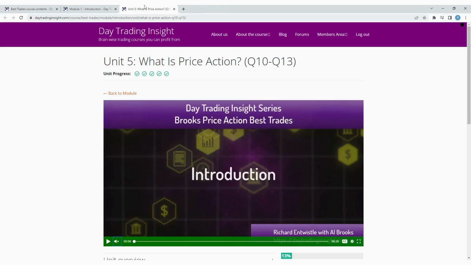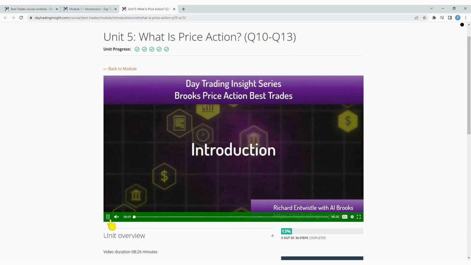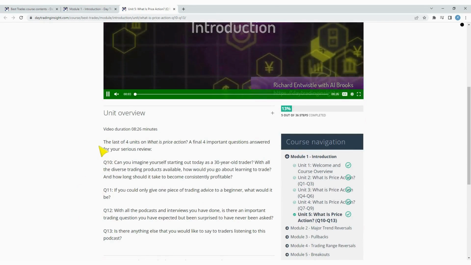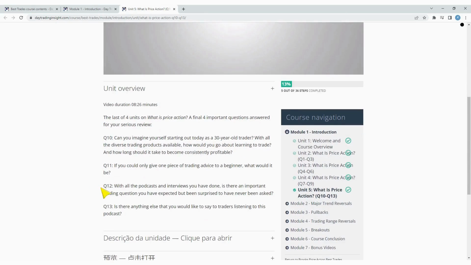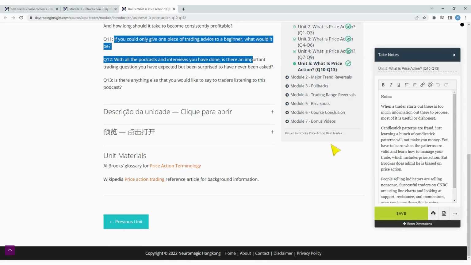Okay, so the last module here is what is price action again, and it's the last 3 questions that are being asked to Al. And so the last 4 units here, some important questions. If you could only give one piece of trading advice to beginners, what would it be? And again, I took notes here. Let's just look at this.